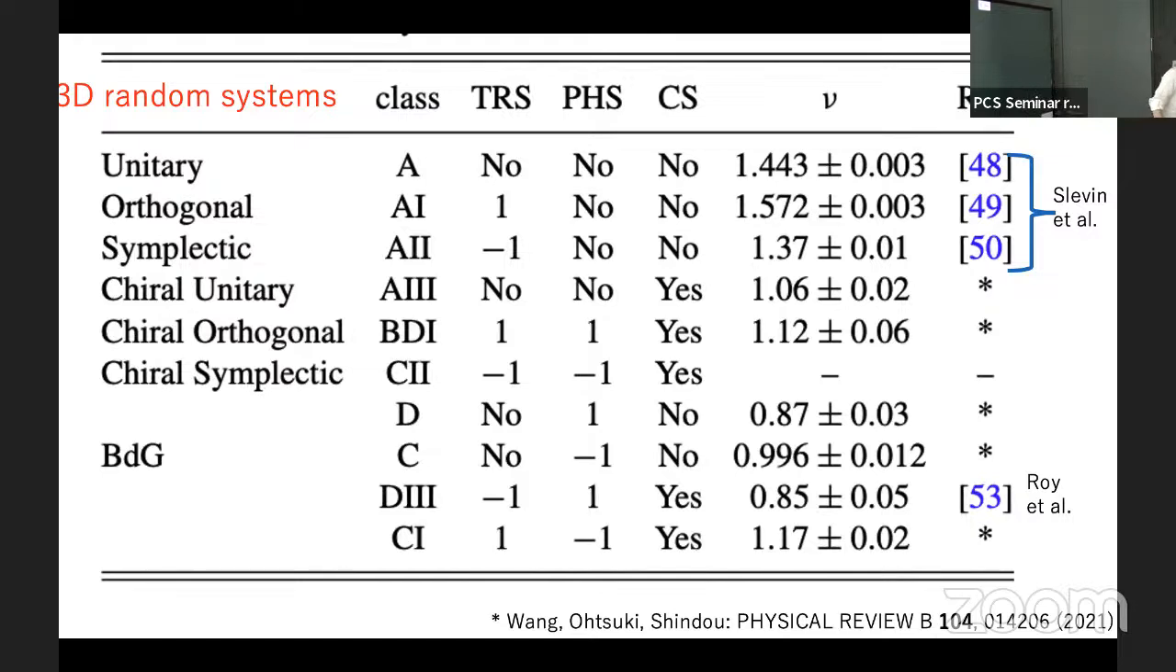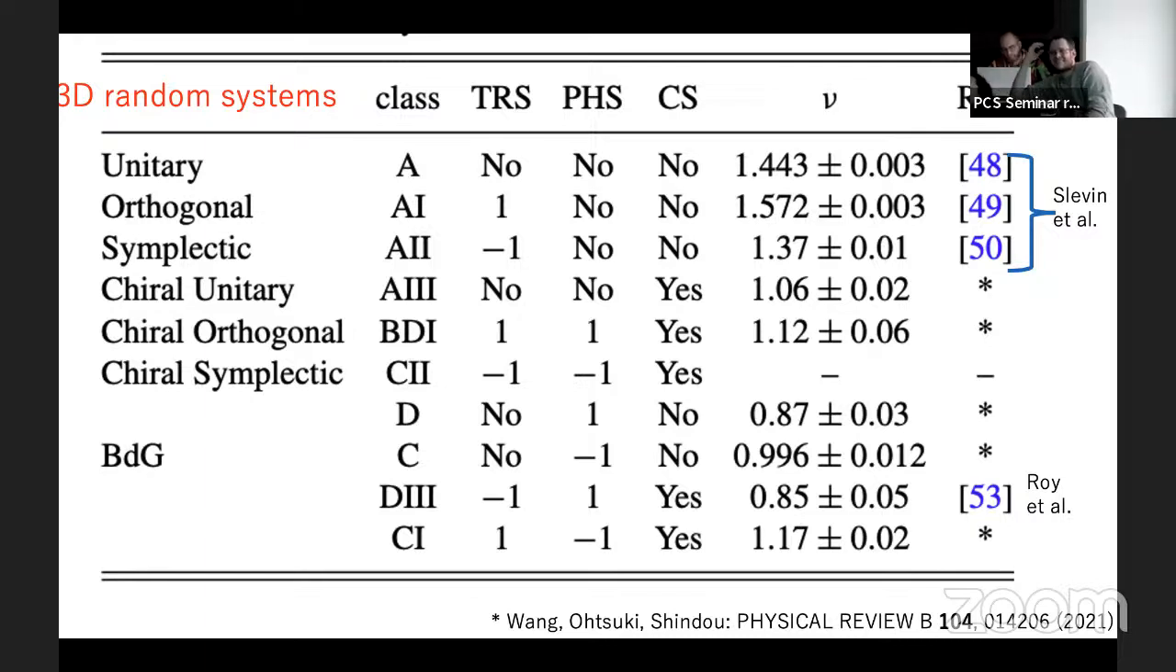What does it mean in the chiral symplectic case, this no information, or yeah. Well, yeah.